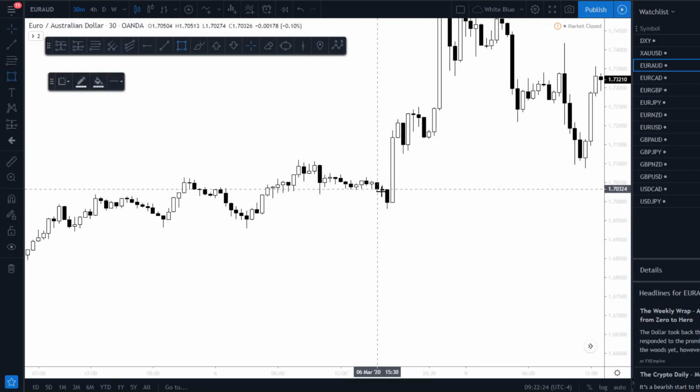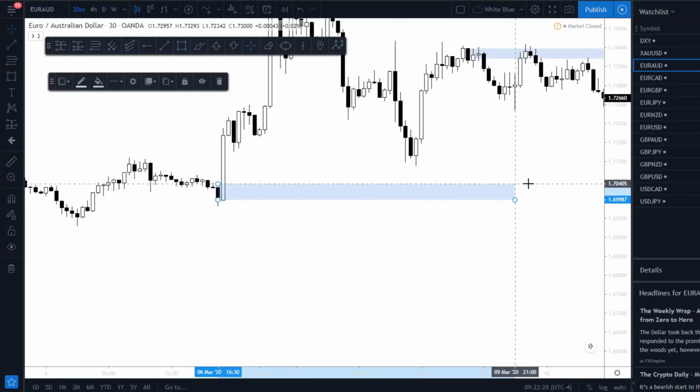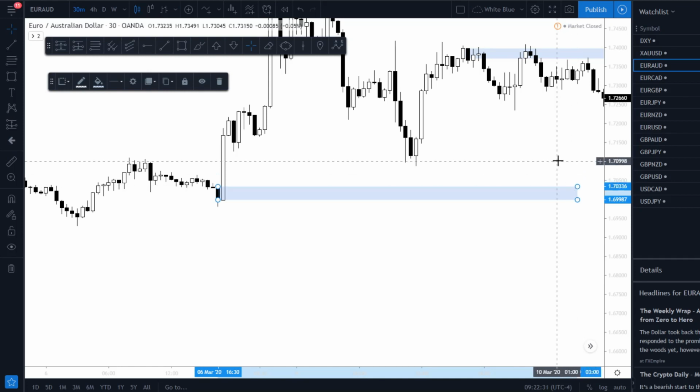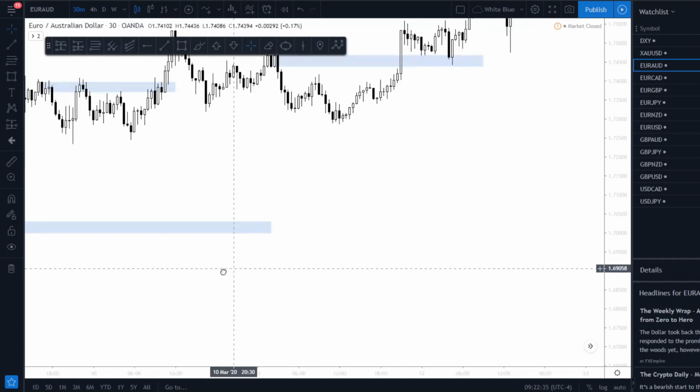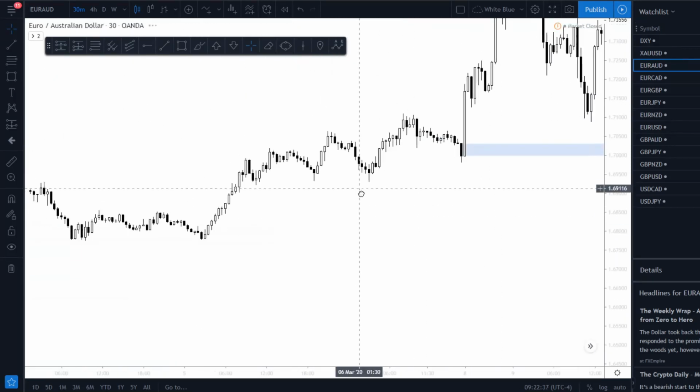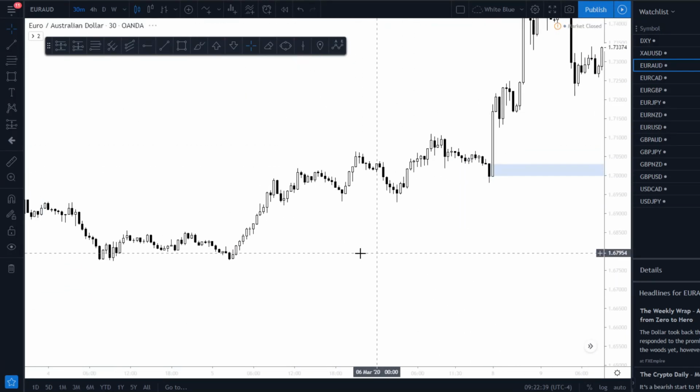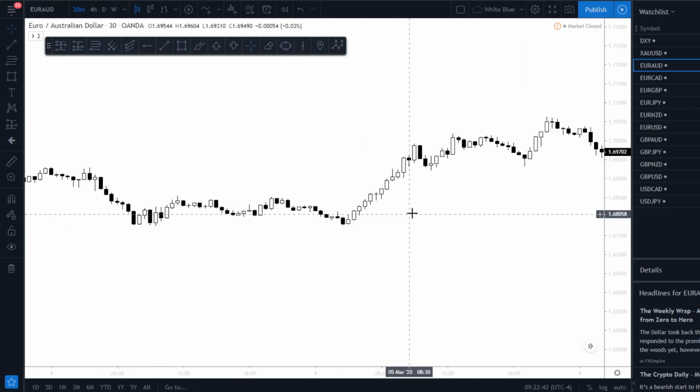So there's one right here as well. Draw that out. See if we can get any tags on it. No, we're nowhere near. But still, that would be an order block that I'd be looking at. Let's try and find another one.